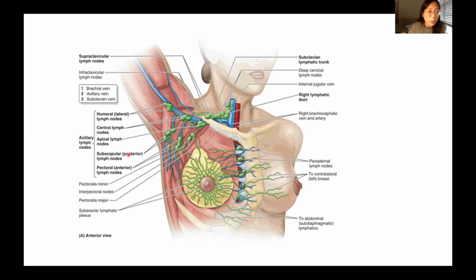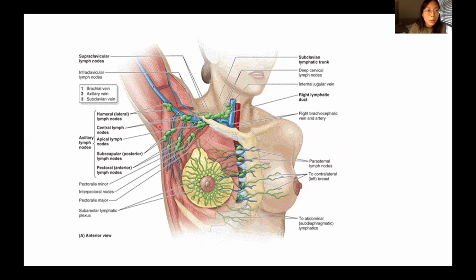The subscapular posterior lymph nodes are located along the posterior axillary folds, and they receive lymph from the posterior thoracic wall and subscapular region. So the humeral lymph nodes, the subscapular posterior lymph nodes, and the pectoral anterior lymph nodes all drain into the central lymph nodes right here that are located deep to the pectoralis minor, and it's associated with the second segment of the axillary artery.